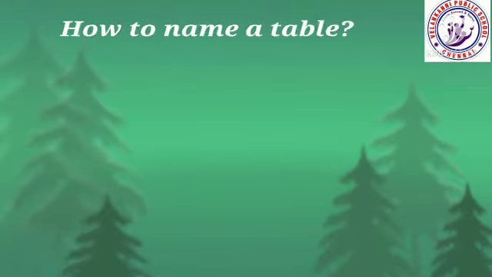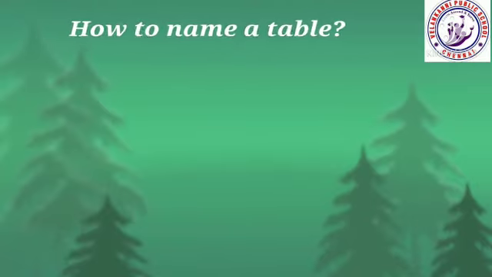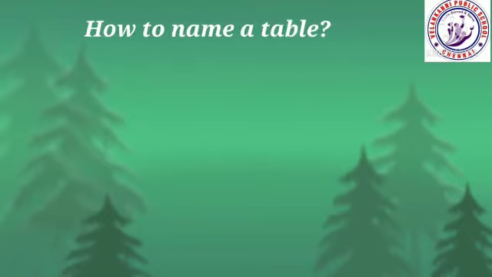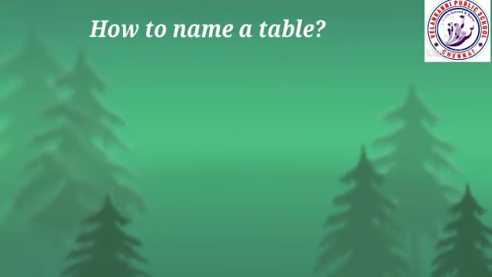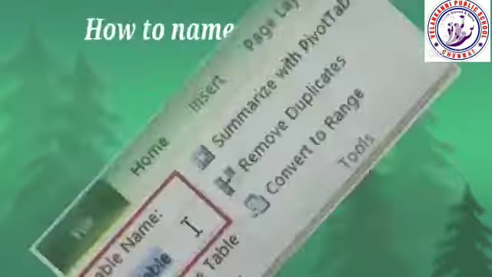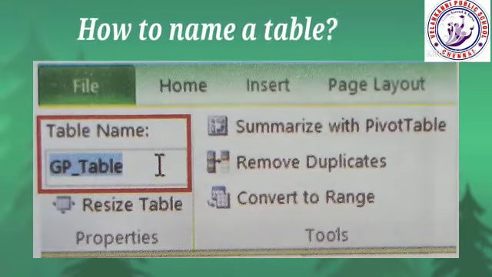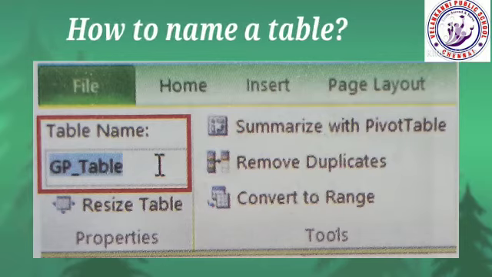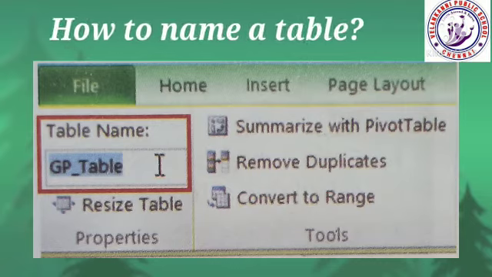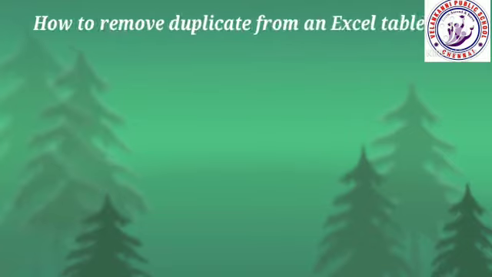Next we are going to see how to name a table in Excel. When you create a table in Excel, it is given a default name such as Table1, Table2, etc. In many situations, the default names are fine, but sometimes you may want to give your table a more meaningful name. To rename an Excel table, Step 1, select any cell within the table. Step 2, on the Design tab in the Properties group, type a new name in the Table Name box. Step 3, press Enter.